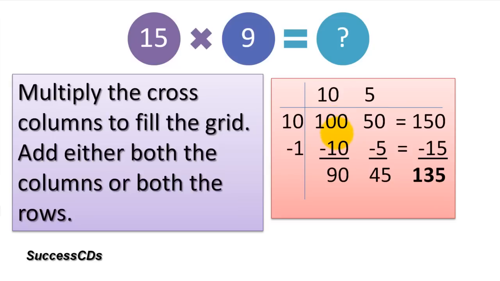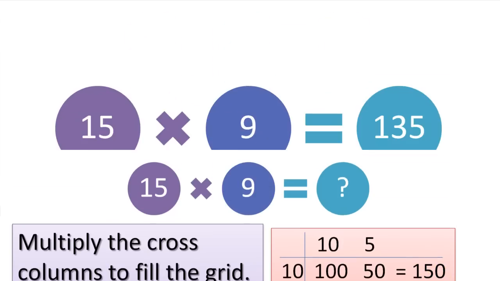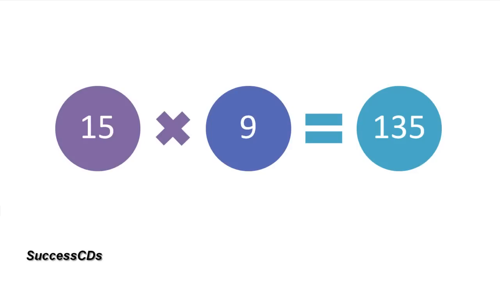So if we add columns, we get 100 minus 10, 90, 50 minus 5, 45, and we add both these and we get 135. Similarly, when we add the rows, 100 plus 50 is equal to 150, minus 10 and minus 5 is equal to minus 15. When we add these two, that is 150 minus 15 is equal to 135 again. So the product of 15 and 9 is 135.